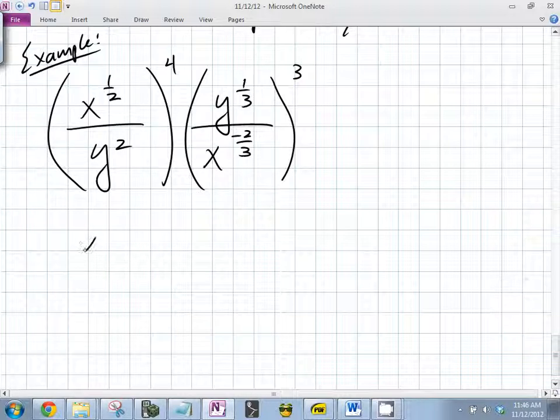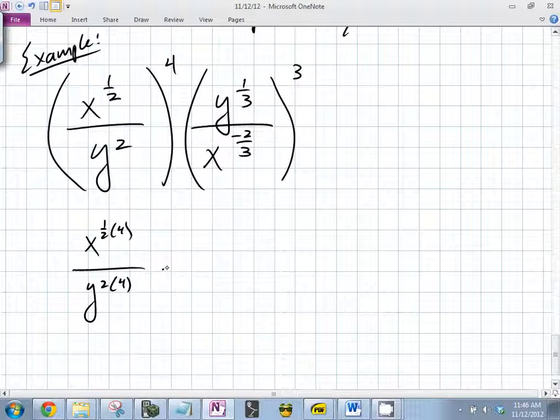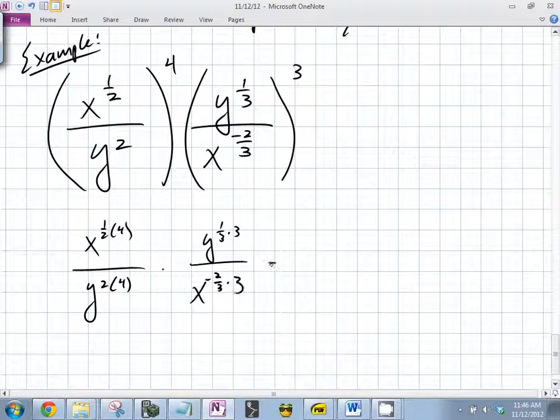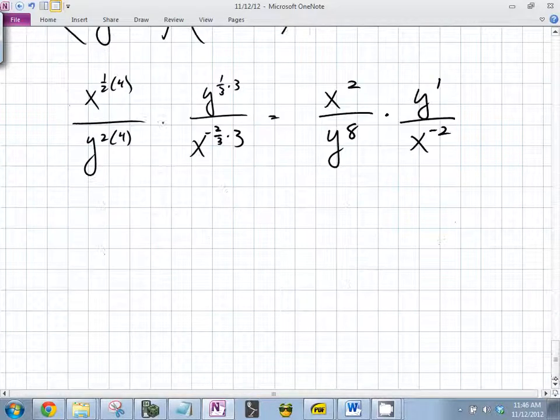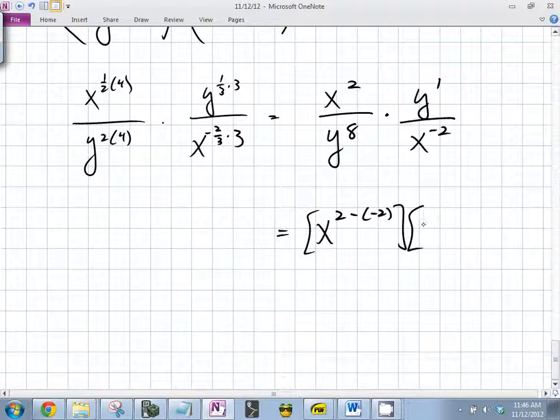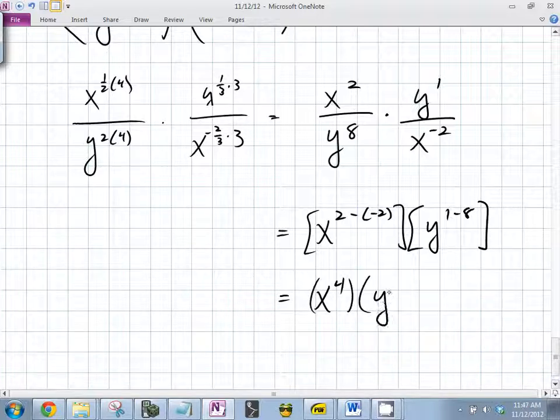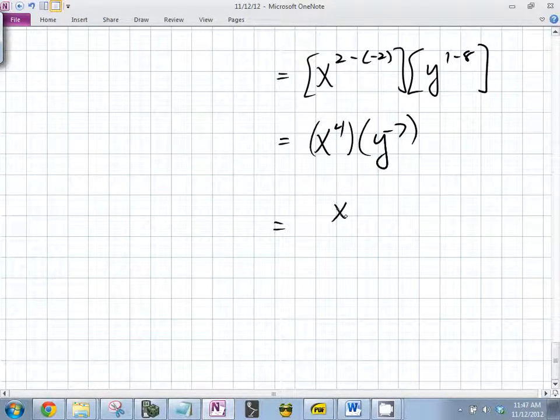So you get x to the 1/2 times 4 over y to the 2 times 4 times y to the 1/3 times 3 over x to the negative 2/3 times 3, and that ends up being x squared over y to the times y to the first over x to the, so then you end up with x to the 2 minus negative 2 times y to the first minus 8. So you end up with x to the 4th times y to the negative 7, which is x to the 4th over y to the 7.